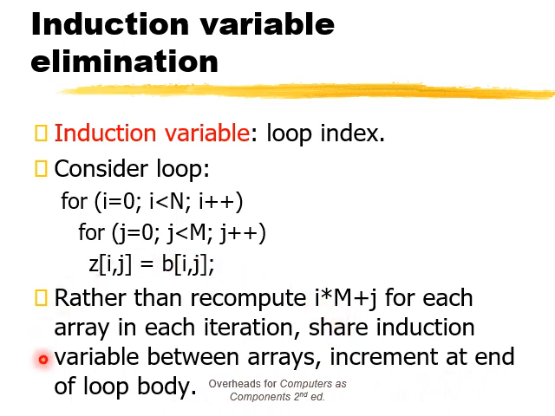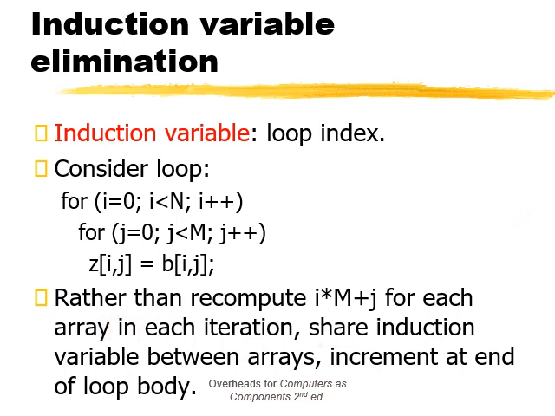So we are going to look at this. The compiler uses an induction variable to help it address the arrays. If we know the start of this z vector and we know the start of this b vector, we can use an induction variable to help address the arrays. So it is just kind of an offset.